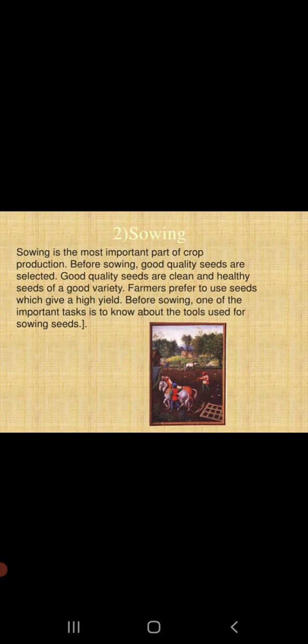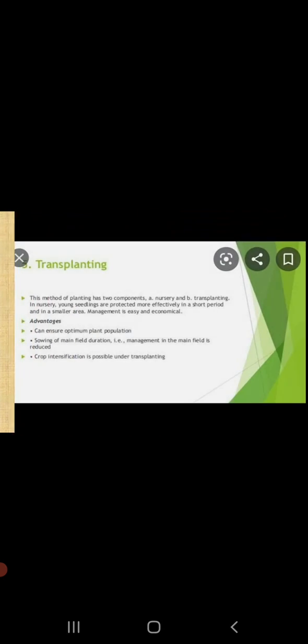Now, in some of the cases, children, like rice, tomato, onion and brinjal, the seeds are not directly sown into the soil. Instead, they are first sown in a small area. This small area where the plants are grown is called a nursery. In a nursery, seeds are made to germinate into small plants that are called seedlings.